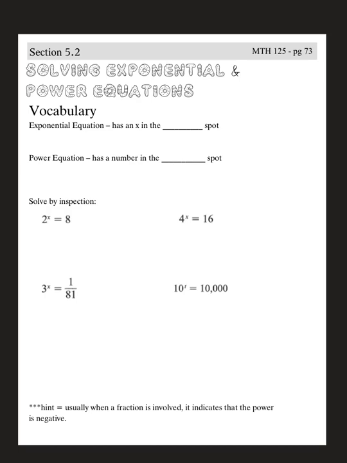5.2 is looking at solving exponential and power equations. Those are two different types of equations. I'm going to show you how you can tell the difference between the two. An exponential equation has an x in the exponential spot. A power equation has a number in the exponential spot.